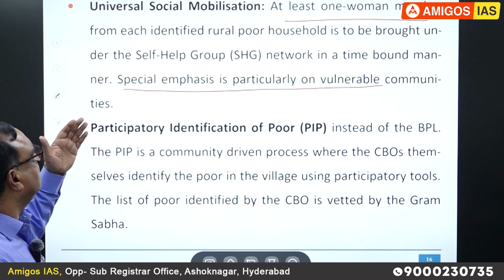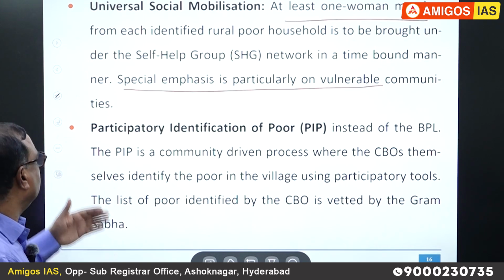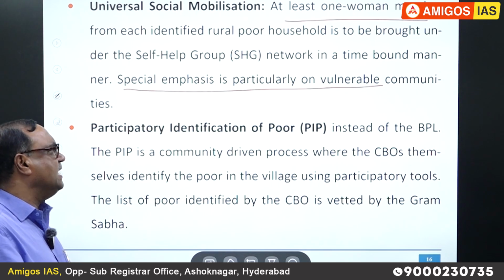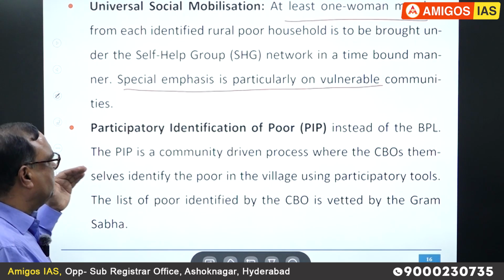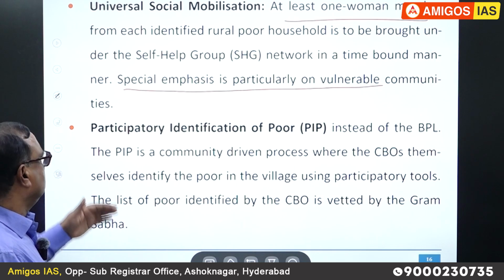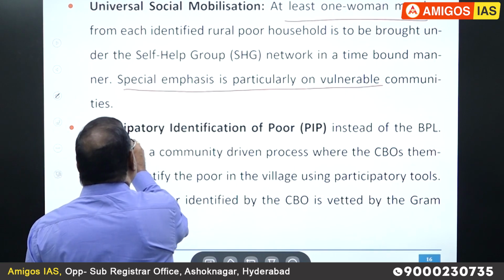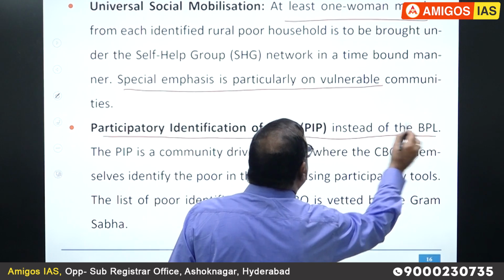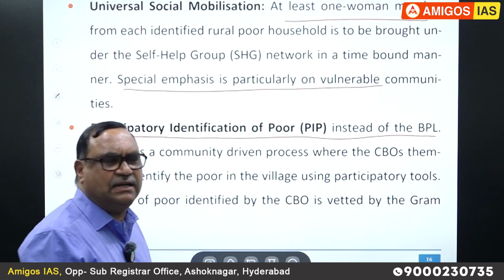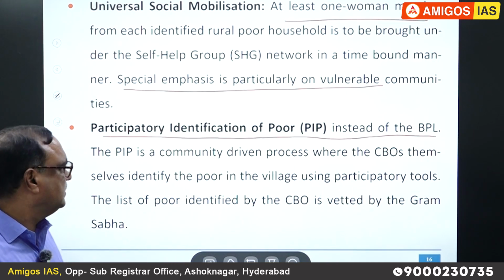Okay, so this is one aspect. Another one is participatory identification of the poor. Instead of the BPL, that means instead of BPL, participatory identification of the poor. This is a new concept initiated under NRLM.